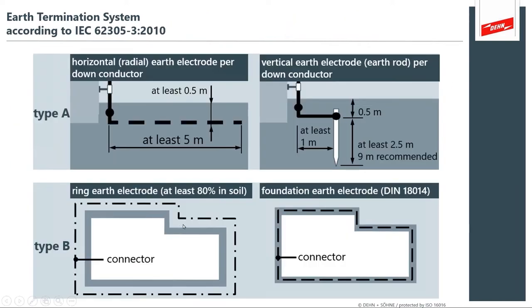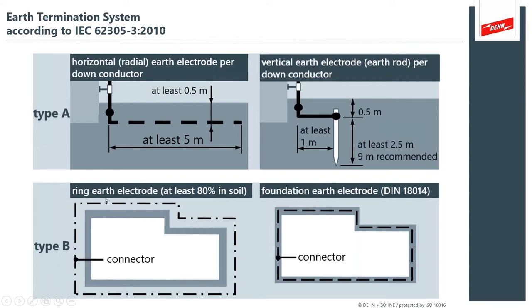So, the differences between type A and type B. Type A is considered individual earth electrodes. We can have horizontal conductors. We can have vertical conductors. And this is, again, driven by what we derive from our risk assessment, which tells us the soil, how to select the earthing, the length of the earthing conductors.